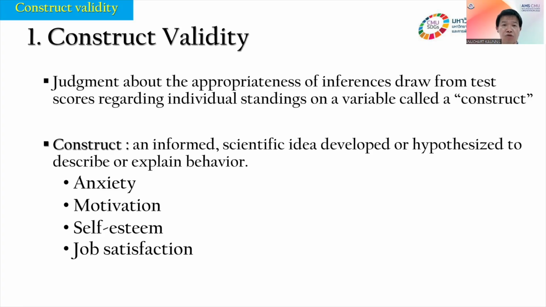The first is construct validity. Construct validity is a judgment about the appropriateness of the inference drawn from test scores regarding individual standing. It depends on the group or population that you use, individual standing on a variable.